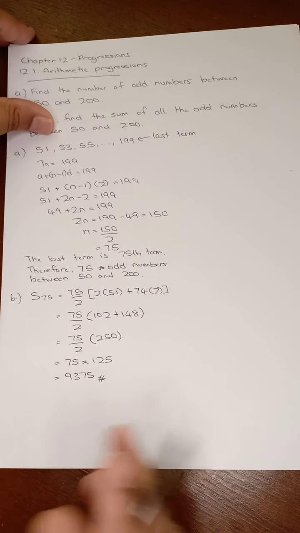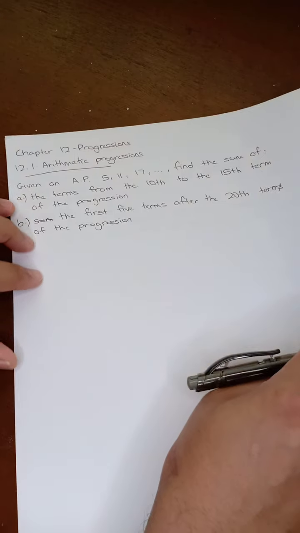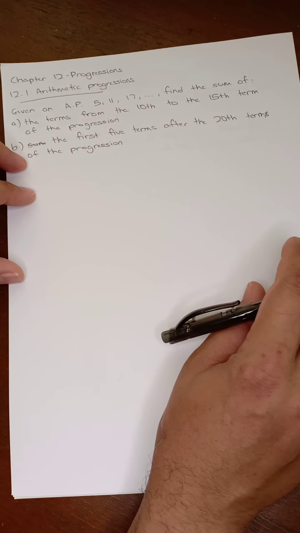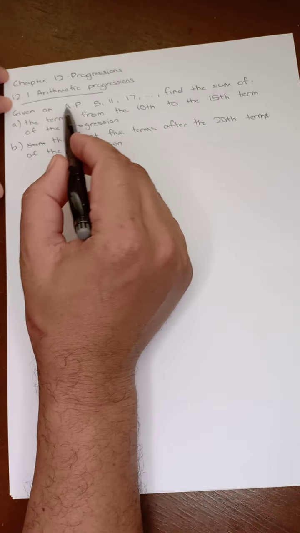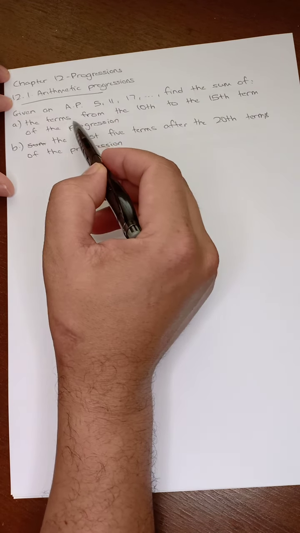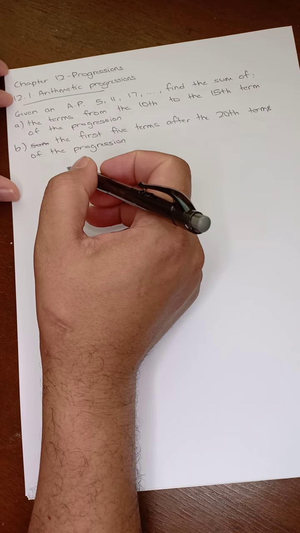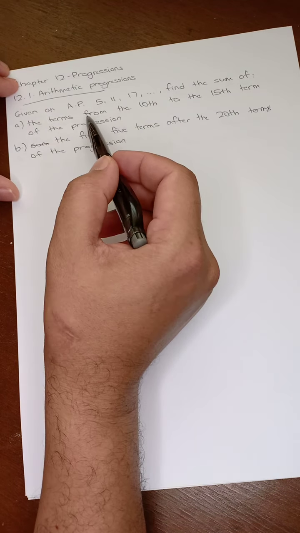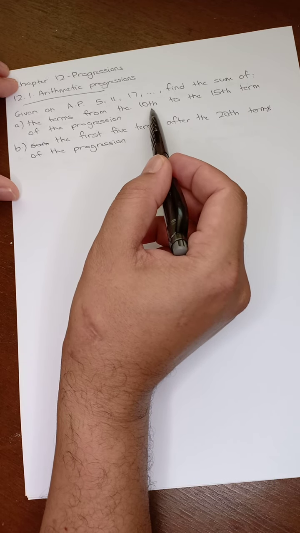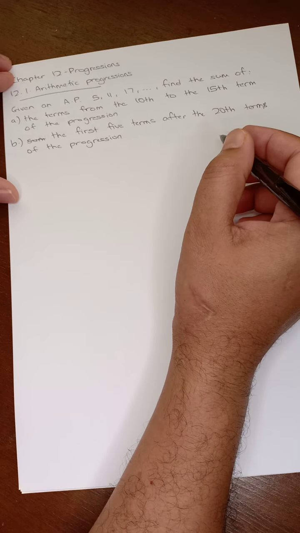Okay. We move on to the next question. Given an arithmetic progression 5, 11, 17 and so on, find the sum of the terms from the 10th to the 15th terms of the progression. So they want you to find the sum of the terms, but not from the first term, from the 10th to the 15th. So how to do that?